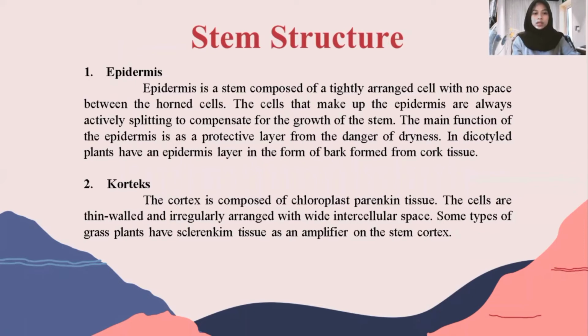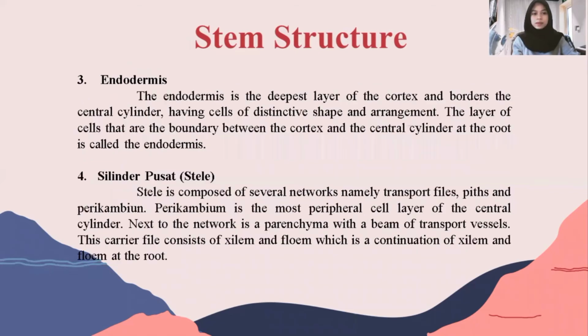Number 2, cortex. The cortex is composed of chloroplast parenchyma tissue. The cells are thin-walled and irregularly arranged with wide intercellular space. Some types of grass plants have sclerenchyma tissue as a support on the stem cortex.